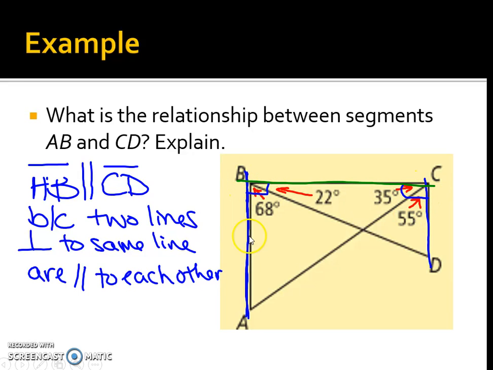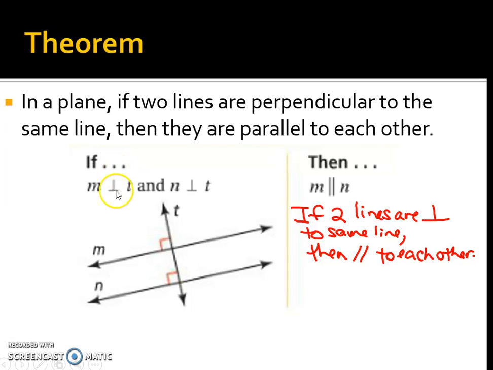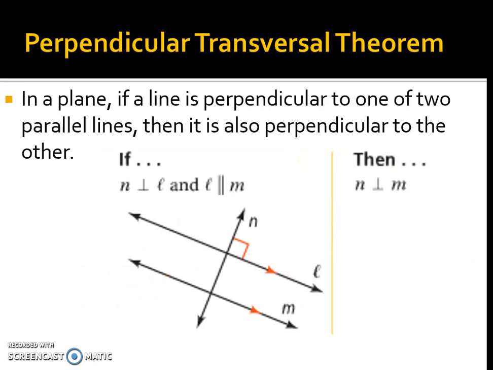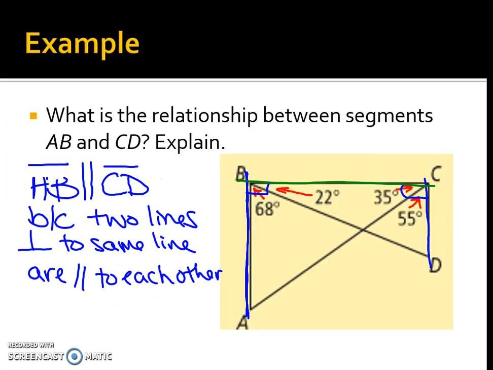So if AB is perpendicular to BC, and CD is perpendicular to BC, then these two are parallel to each other. This example is referring to the theorem where, in a plane, if two lines are perpendicular to the same line, then they are parallel to each other. So this is the theorem they're actually applying for this example.